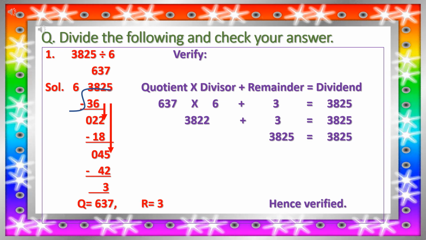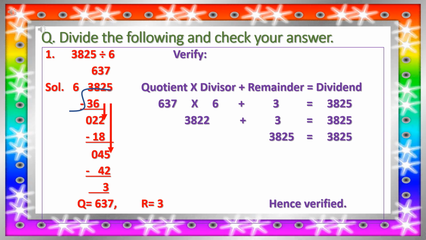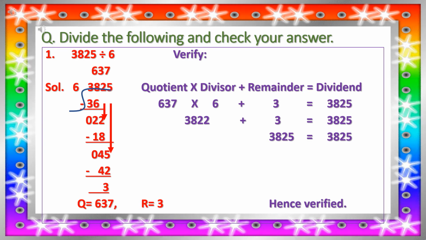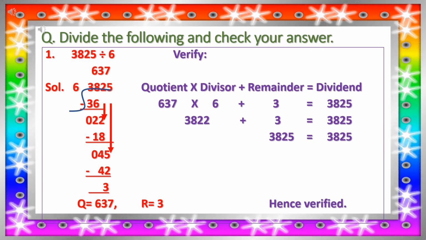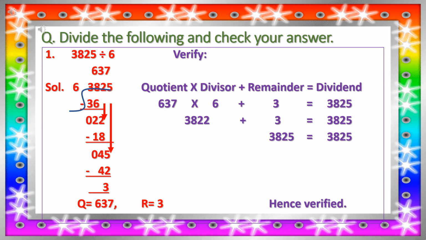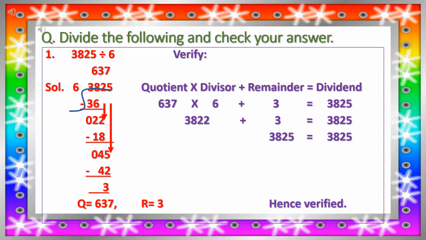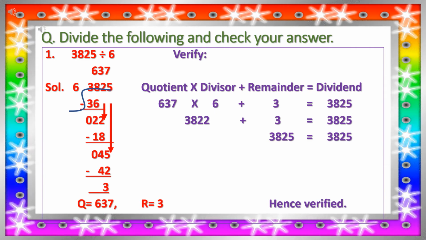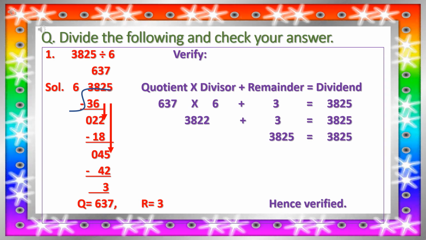You have to do rough work for this, children. You will do rough work, draw a rough line, multiply 637 by 6 and in result you will get 3822. Now add 3 to that, which was the remainder. 3822 plus 3 is equal to 3825 which is our dividend. So this way we have checked our answer. So we will write hence verified.